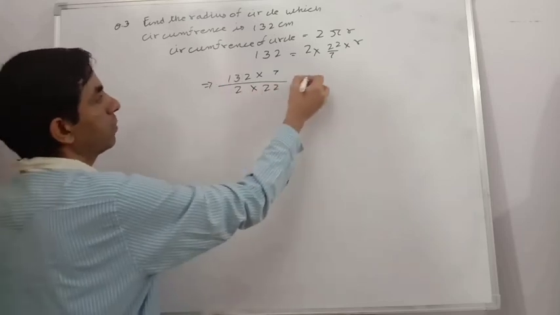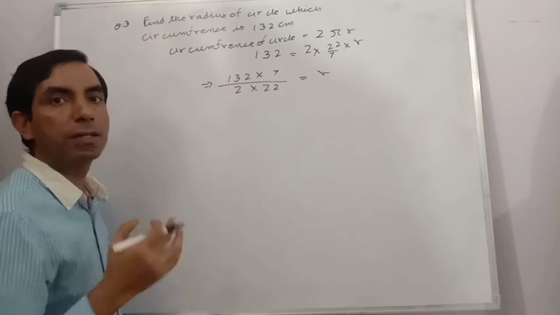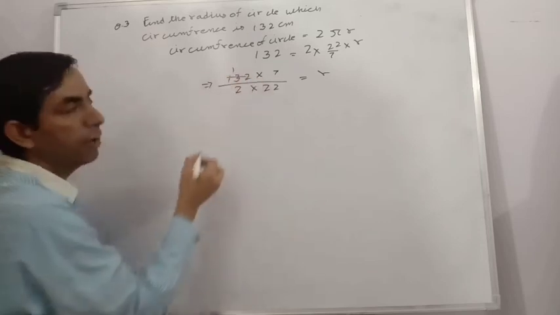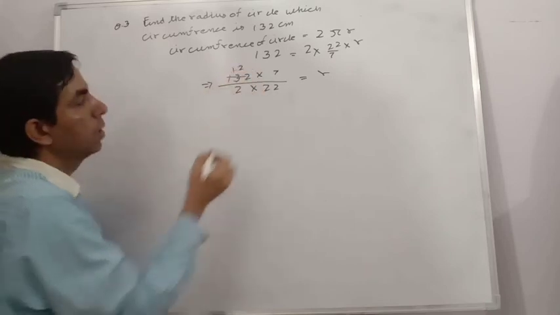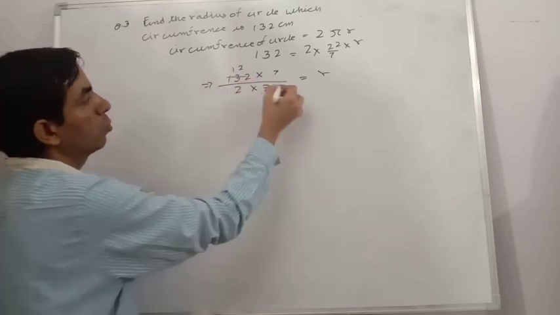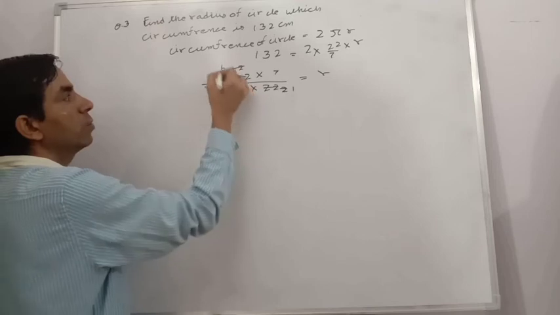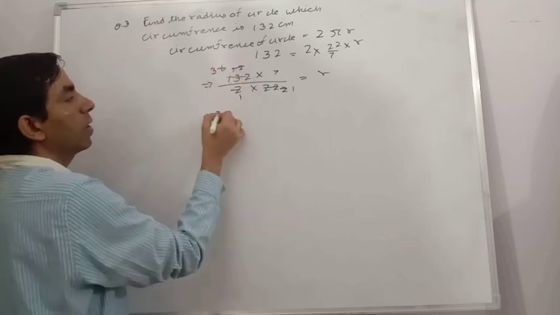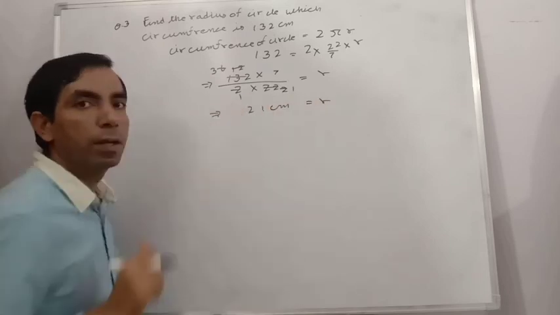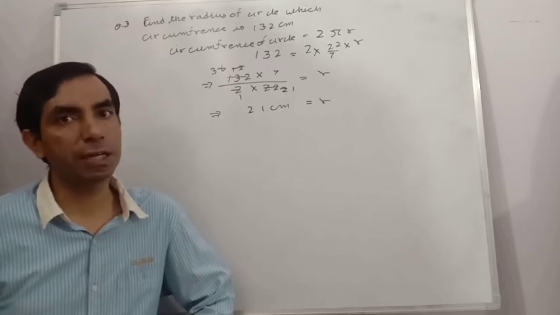So cross out it. Here we know that 132 and 22 are generally divisible by 11. So divide it. 11 and 11, 11 times 12 is 132, 11 times 2 is 22. Now both are divisible by 2. 2 times 6 is 12, 2 times 1 is 2. Now again 2 divided: 2 times 3 is 6. So our answer is 21 centimeter. Means the radius of the circle is 21 centimeter.